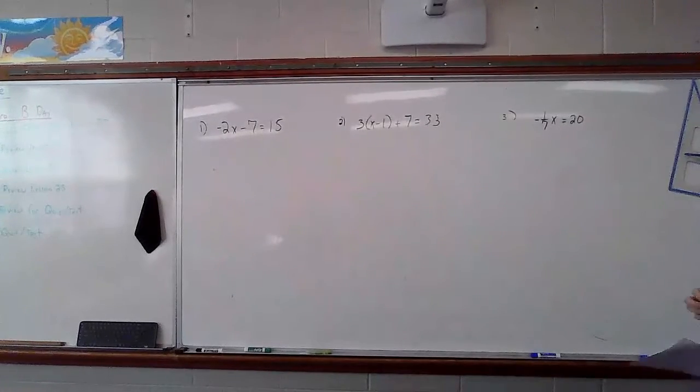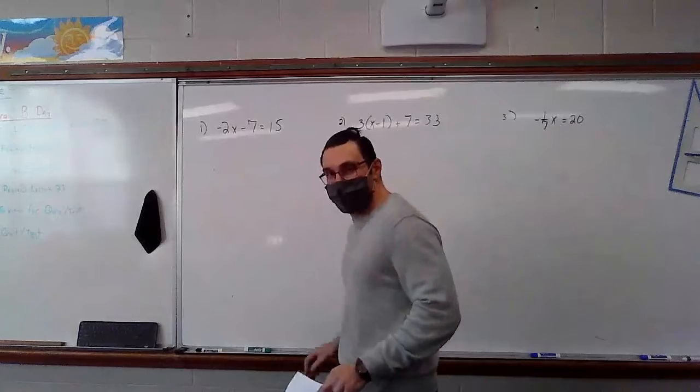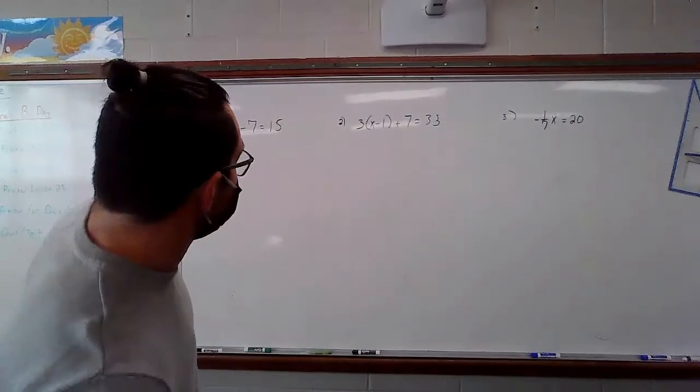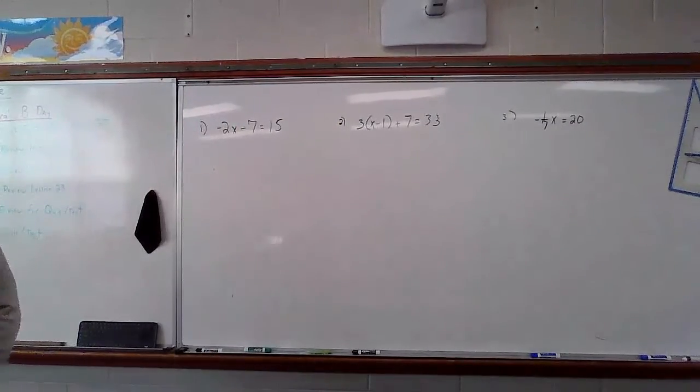Okay, so you have three equations. Negative 2x minus 7 equals 15. 3 multiplied by the quantity of x minus 1 plus 7 equals 33. And negative 1/7 x equals 20. Copy them down, get started. Again, talk it over. Once you have it, check your answers with your partners. I want to hear you talking. I want to hear you working together on these. So there should be a slight buzz the entire time that we're working on these. Or it should be dead silent. Either one.